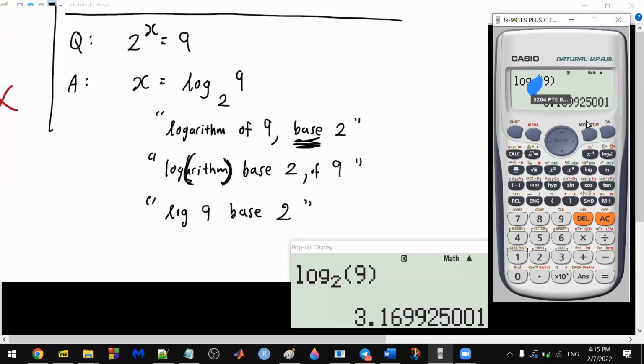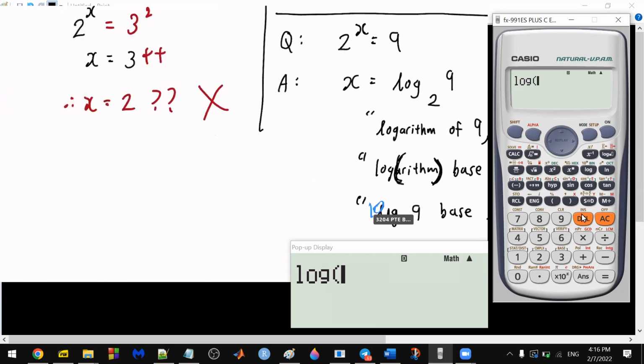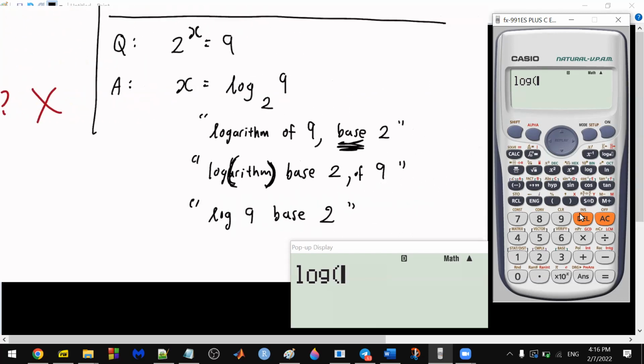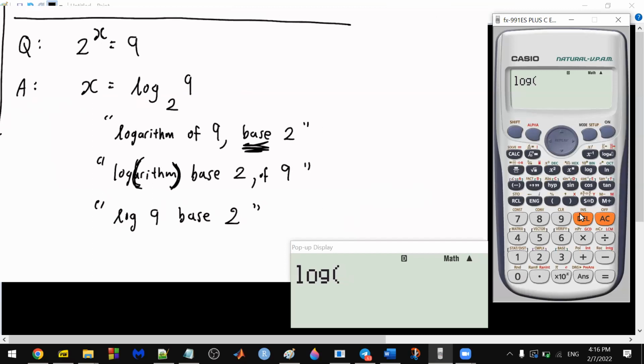Most calculators, mine is just log, right? This calculator also has that. My older calculator only has this button, log or ln. Now log here and ln mean base 10 and base e. We need to use something called the change of base formula in order for us to be able to calculate the value of log 9 base 2. So let me just go back to my log 9 base 2.